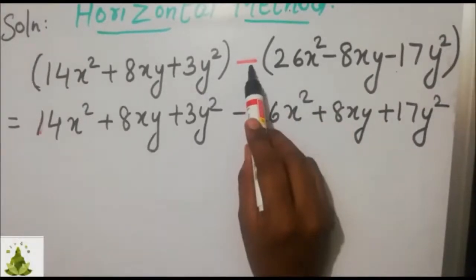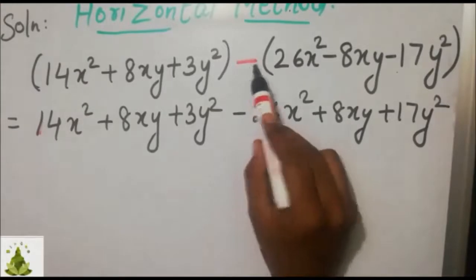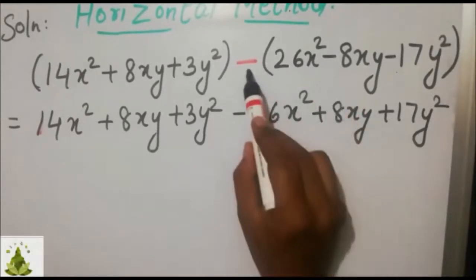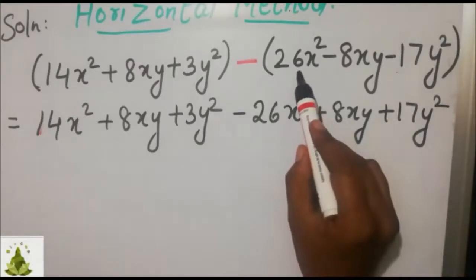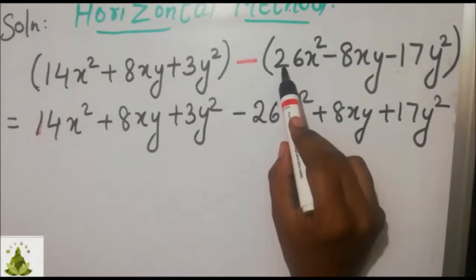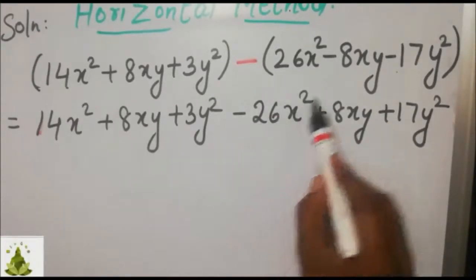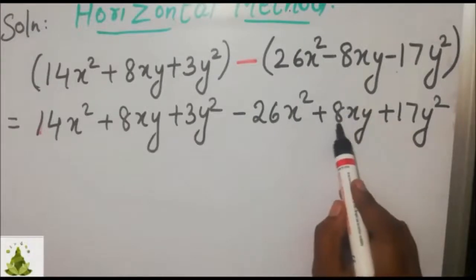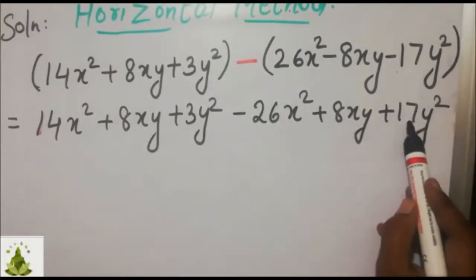The same thing when you do this: minus into plus is minus, minus into minus is plus, minus into minus is plus. So you are taking the numbers opposite. When it is subtraction, take the number's opposite. 26x square, its opposite is minus 26x square. Is it clear? Minus 8xy's opposite is plus 8xy. Minus 17y square's opposite is plus 17y square.